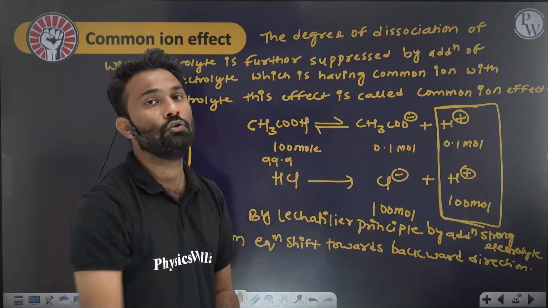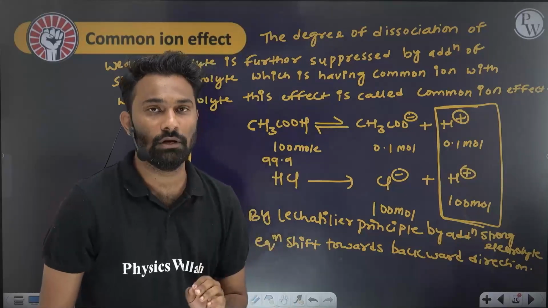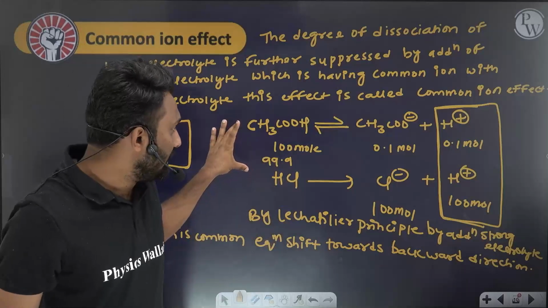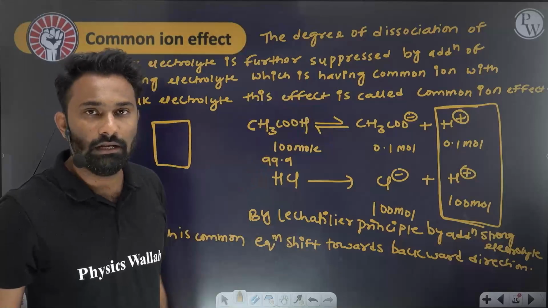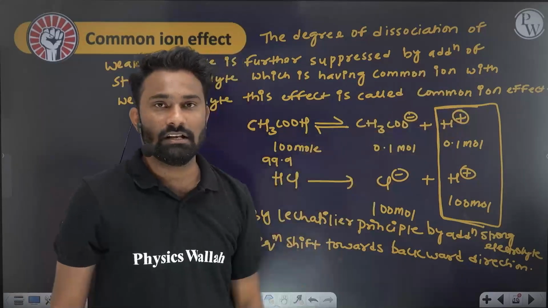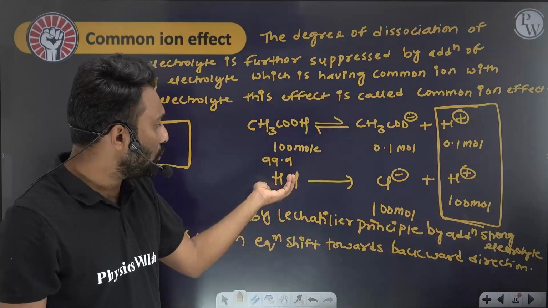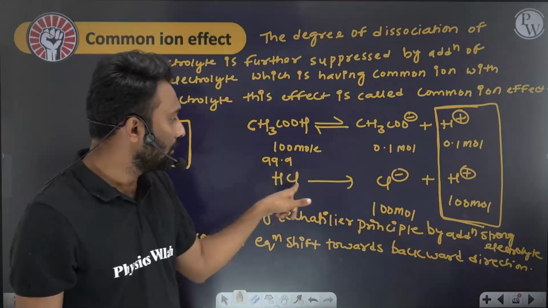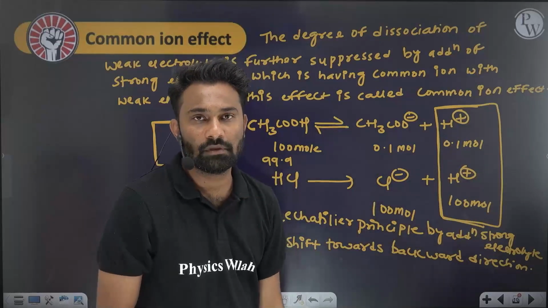Now, there is one more point you must remember, and this point is very important. With the weak electrolyte, the H plus ion concentration is 0.1. Now when you add the strong electrolyte, the H plus ion concentration is 100 mole.